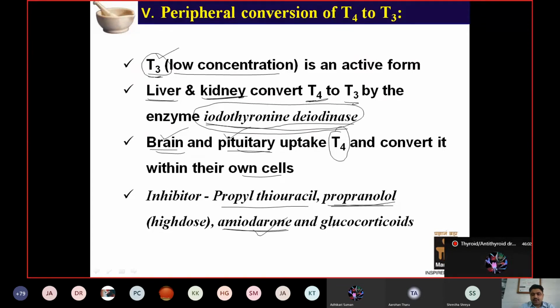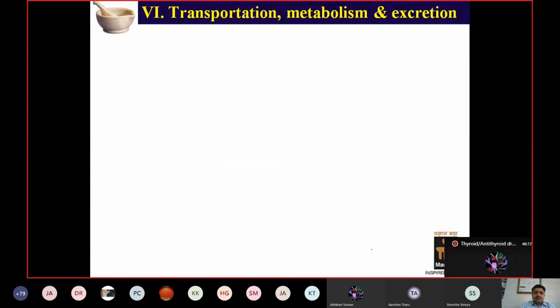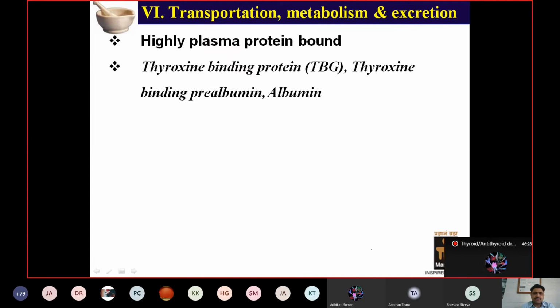Glucocorticoid, we will talk about in the corticosteroid chapter. So all of these affect the conversion of T4 to T3. And now, this thyroid hormone which is released, how it is transported, metabolized and excreted, let us have a look.